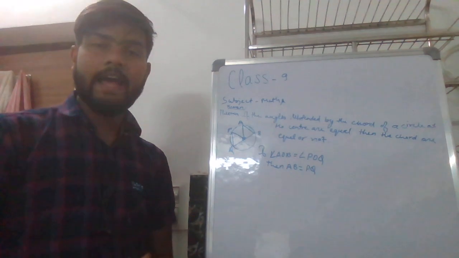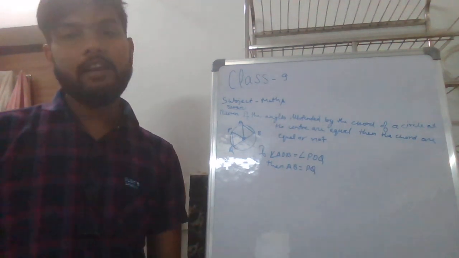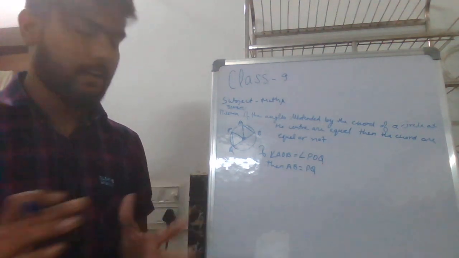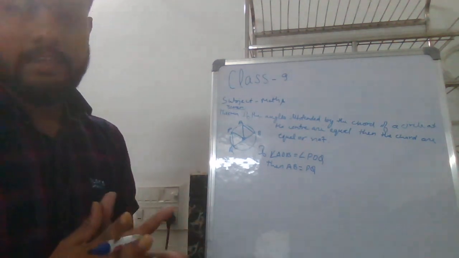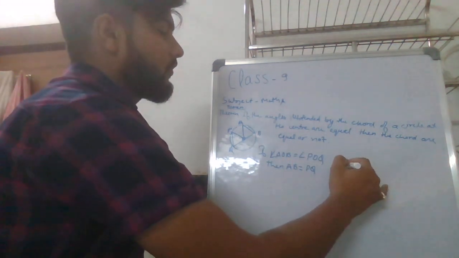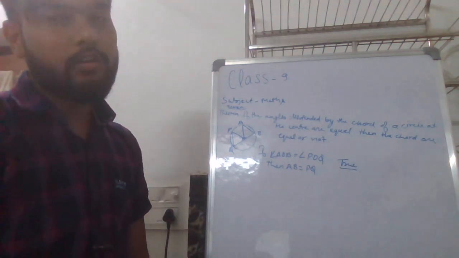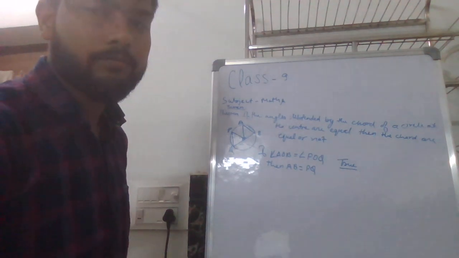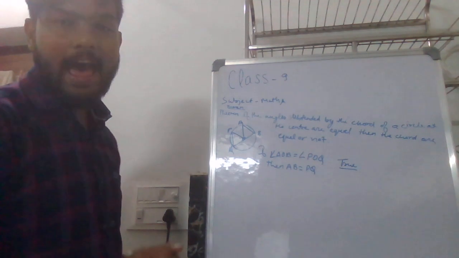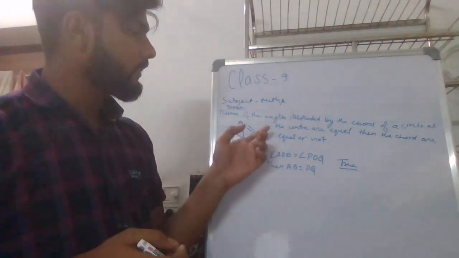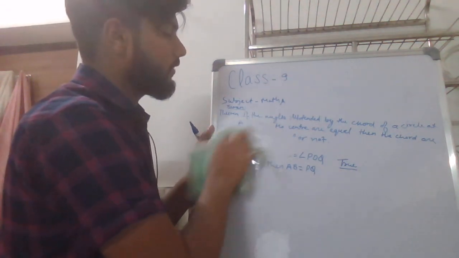Now I have one statement for you: all the chords subtending equal angles at the center of a circle will be equal. Is it true or false? Yes, it will be true. The statement is true, so the answer is true. Very good, student. Now again here I have a theorem, we will consider this theorem. Wait a minute.